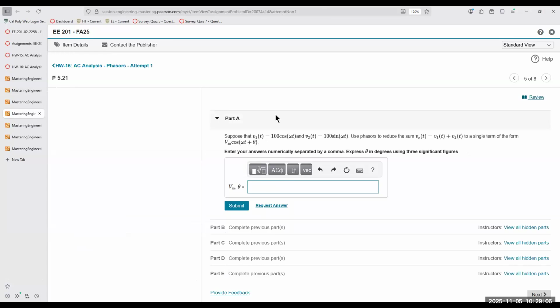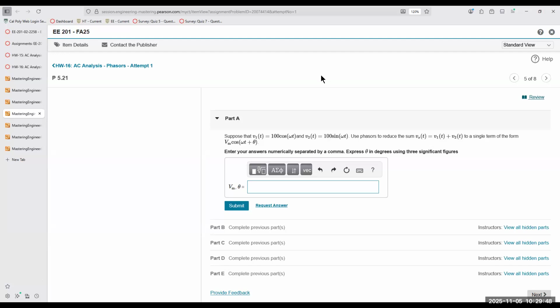Suppose we are given two sinusoidal waveforms, voltage V1 of t and voltage V2. Voltage V1 is 100 cos omega t, V2 is 100 sine omega t, and we must reduce it to a single term. What do you think is the answer? It's only asking for the vector notation. It's not asking for the sine wave. It's not asking for Vs of t. It's simply asking for Vm with an angle of theta.